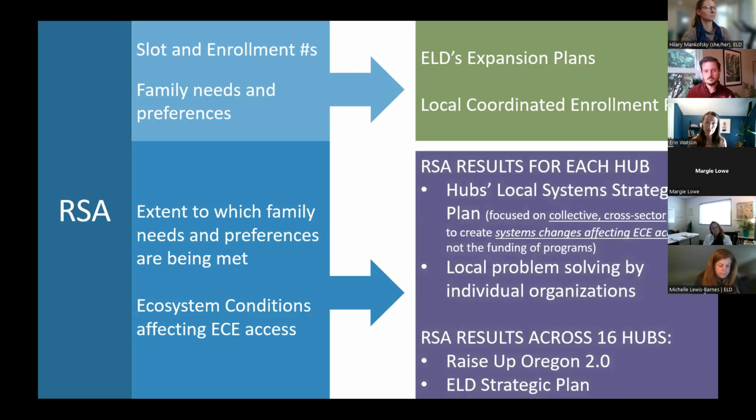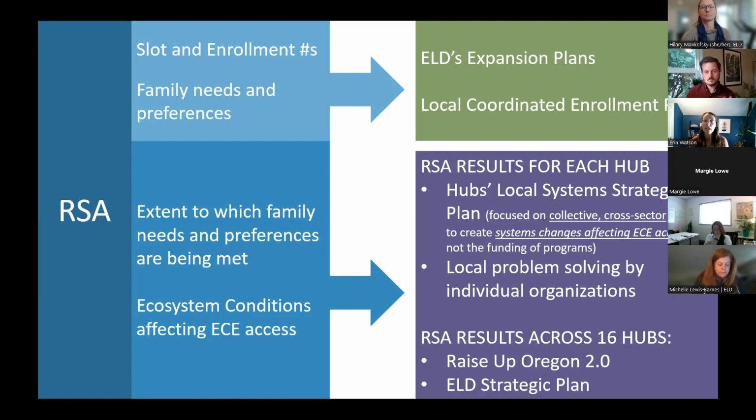And that stuff impacts several different areas and links to several different areas. In terms of regional hubs, it directly informs your local strategic plan, system strategic plan, which again is summarizing collective cross-sector efforts that are trying to create systems change around areas that are affecting everyone's work, right? Not just funding of programs, but really trying to address those underlying issues that at the end of the day are getting in the way of program slots even reaching and benefiting families.